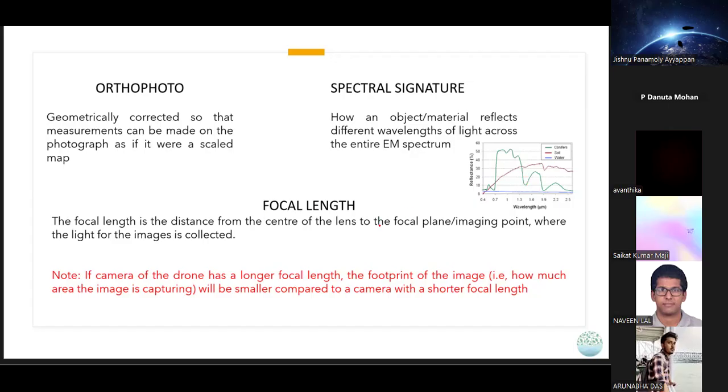Next comes the focal length. The focal length is the distance from the center of the lens to the focal plane or imaging point where the light for the images is collected. One important thing to note here is that if the drone's camera has a longer focal length, the footprint of the image collected will be smaller compared to a camera with a shorter focal length. Also, as we tend to fly higher, the spatial resolution decreases. It is inversely proportional here.